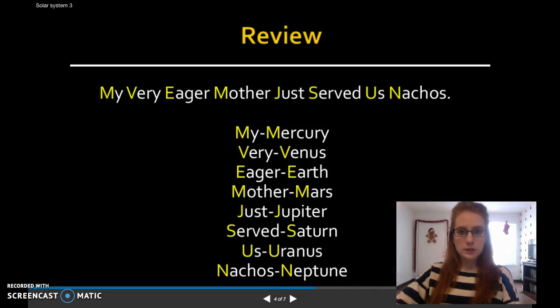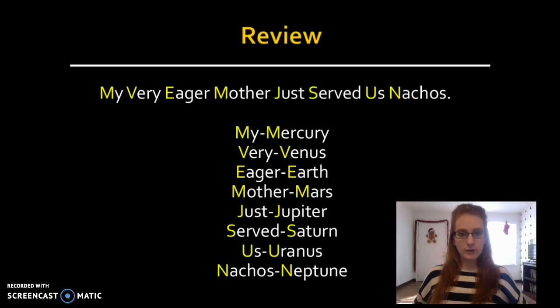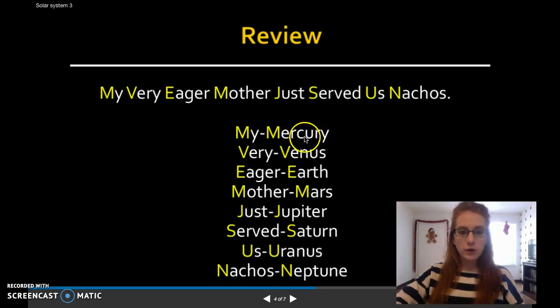Another element that we did that we need to review are the sentences. Again, the crazier the better. If you still don't have one, your homework from last night shows that you all can make pretty crazy sentences. So this is the one that I gave you as an example. My very eager mother just served us nachos. And here I'm just showing you how each word relates to each planet. The "my" for Mercury because of the M's, which I have highlighted there in yellow for you. "Very" for Venus with the 2 V's. "Eager" for Earth with the 2 E's, and so on and so forth for the rest of the planets.